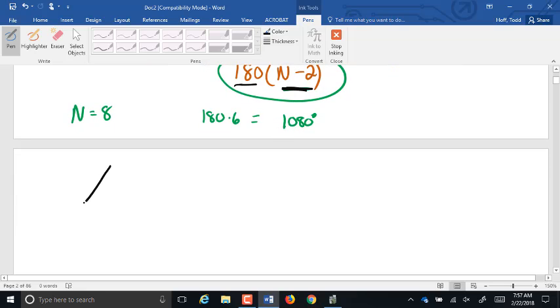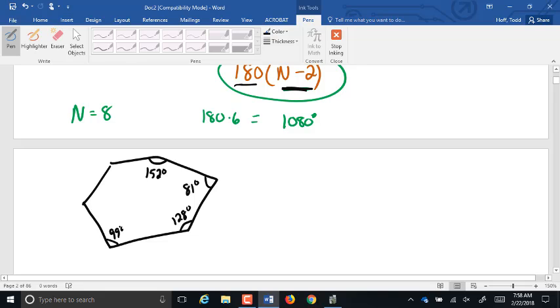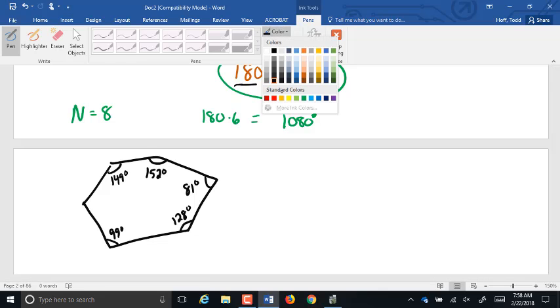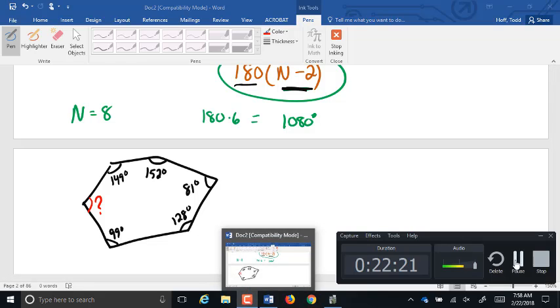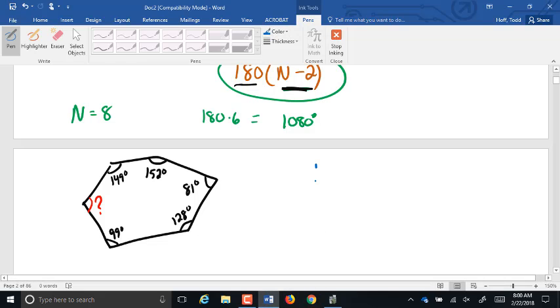So let's take a look here. Obviously not a regular polygon. Find that angle for me. I'll give you a minute. How many sides does this have?